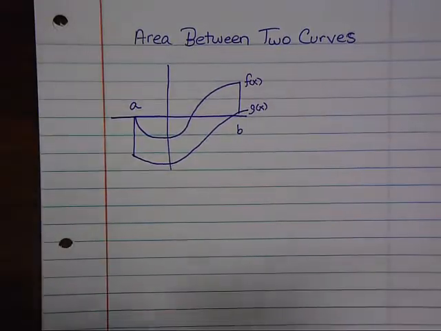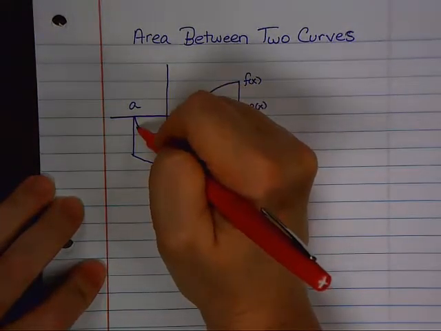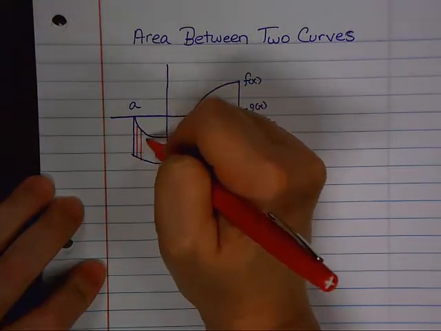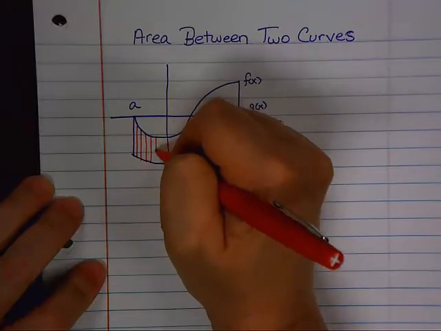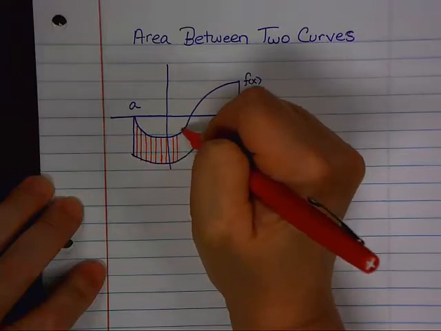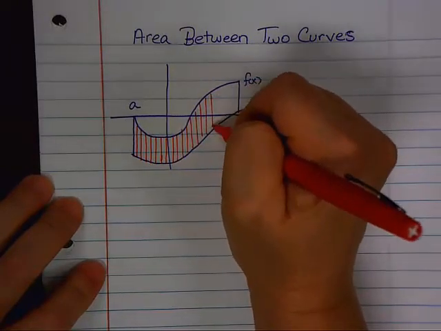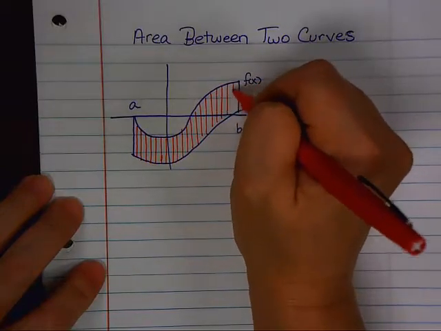So what I want to do is take this thing and divide it into rectangles vertically. So take a pen or pencil and draw vertical lines connecting the two curves, kind of close together, all the way from one end to the other, because the smaller the rectangle, the better of an estimate it's going to be.